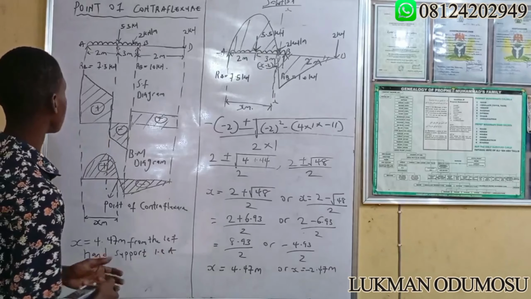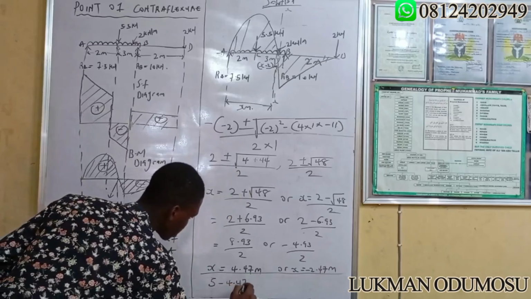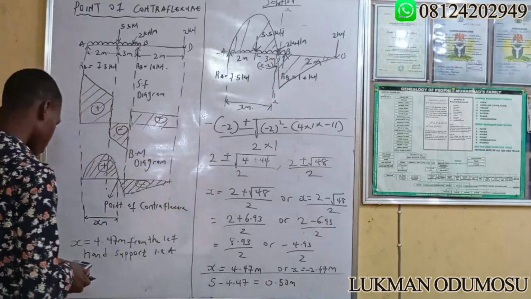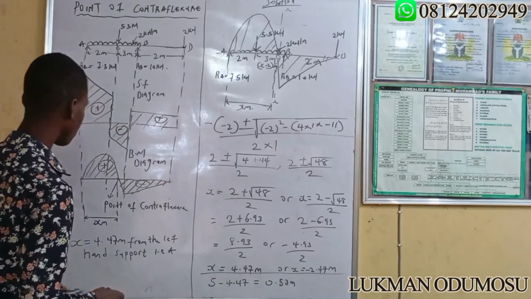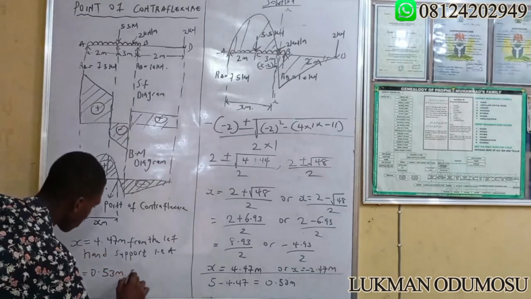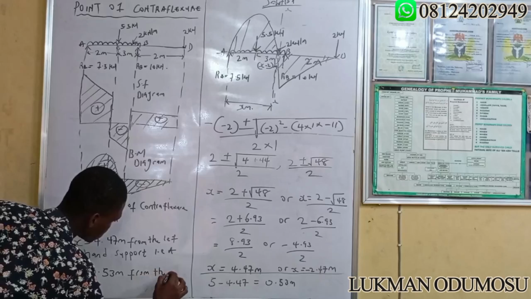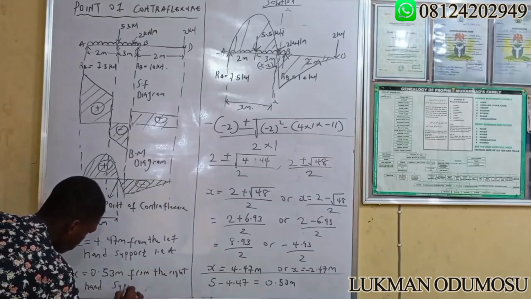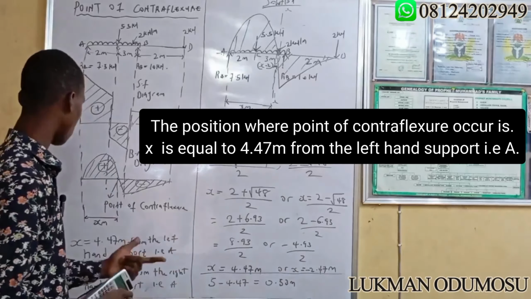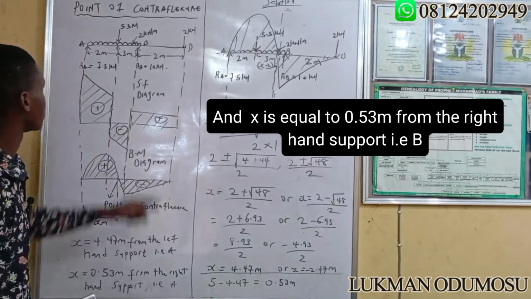And you can also get the value by saying 5 minus 4.47, which is equal to 0.53 meter, which means x is equal to 0.53 meter from the right hand support, meaning B. So in conclusion, the position where the point of contraflexion occurs is 4.47 meter from the left hand support, that is A, and 0.53 meter from the right hand side, meaning B.